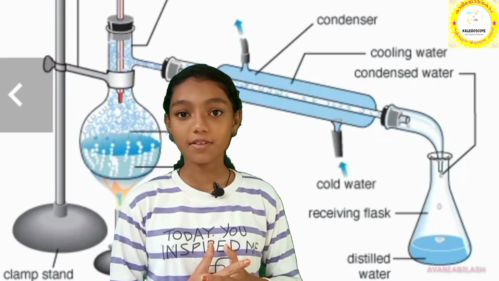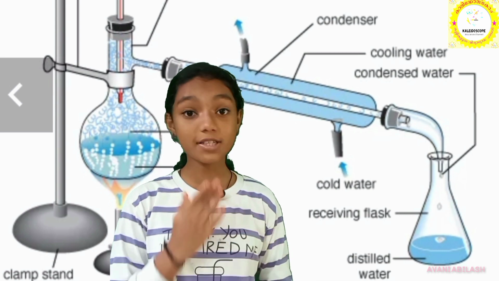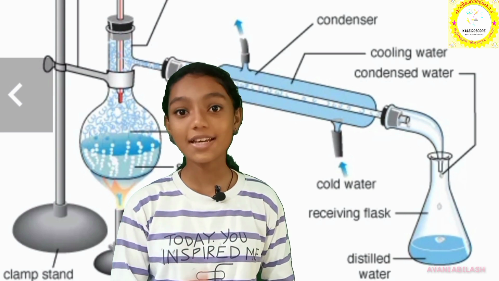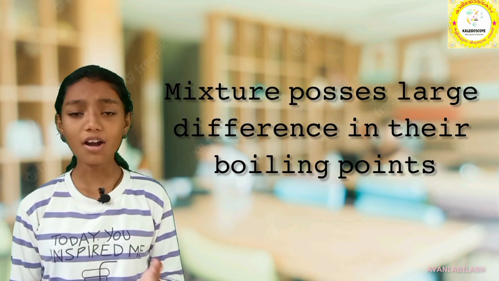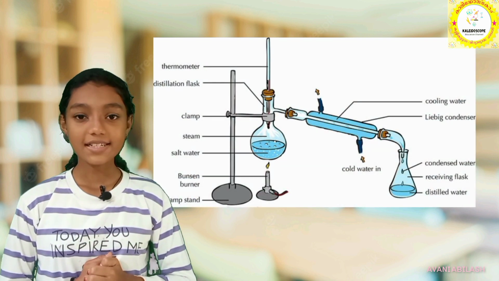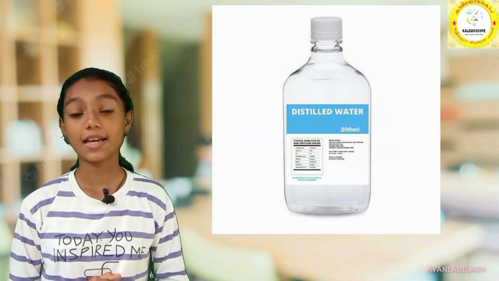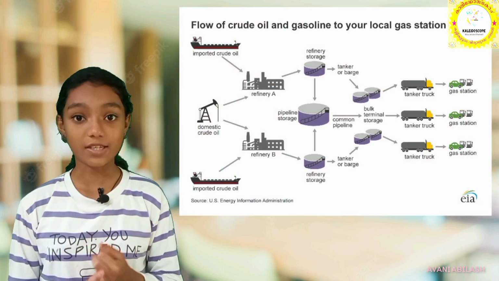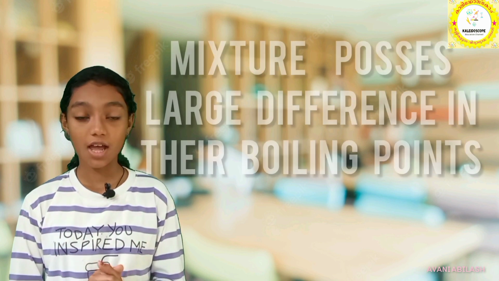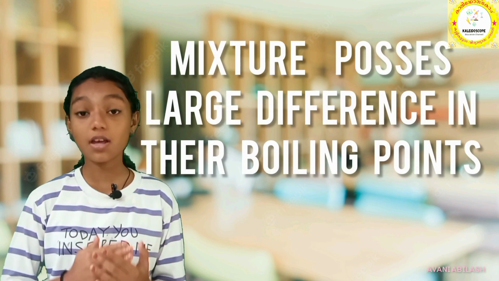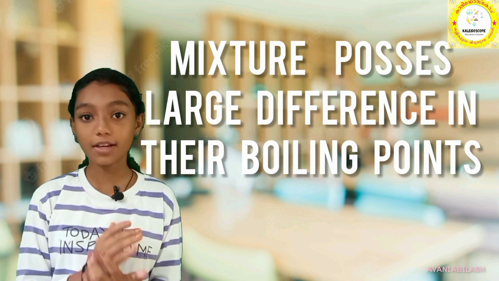This method of separating soluble solids from liquid is known as distillation. If the components of a mixture possess a large difference in their boiling points, distillation can be used. Distillation is used in many chemical processes such as distilled water, production of gasoline, alcohol, kerosene, etc. Now we learned about distillation, in which a mixture possesses large difference in their boiling points.